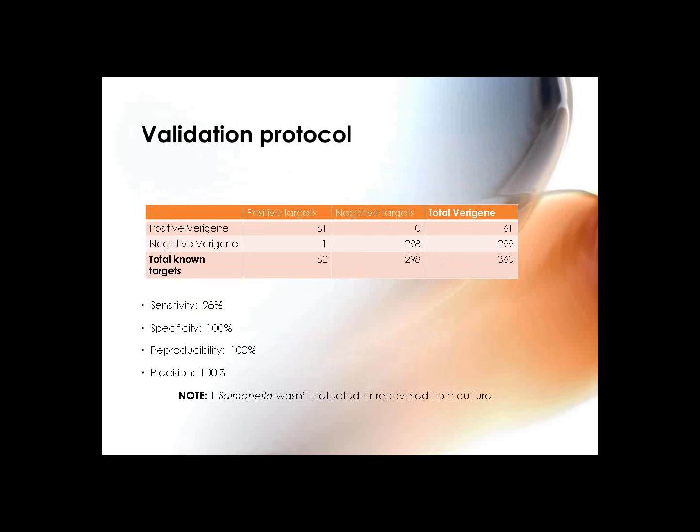We knew that we had 62 positive targets, and the Virgin was able to detect 61. We also knew that we had 298 negative targets, and all of them were ruled out by the Virgin. So in total, we have a sensitivity of 98% and specificity, reproducibility, and precision of 100%. We missed one Salmonella that wasn't detected or recovered from the culture. This was from a culture that we froze from 2 previous patients. What we thought is that probably the whole specimen and the organism were compromised.